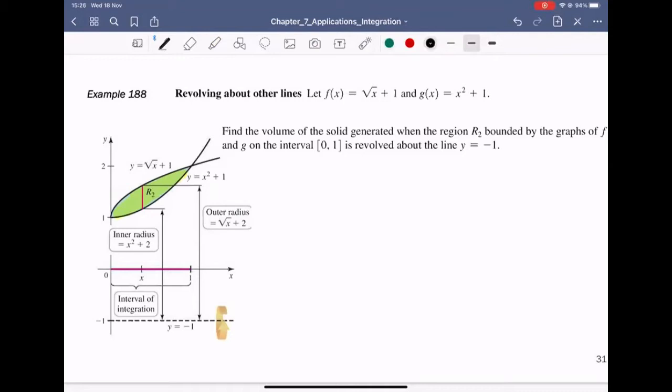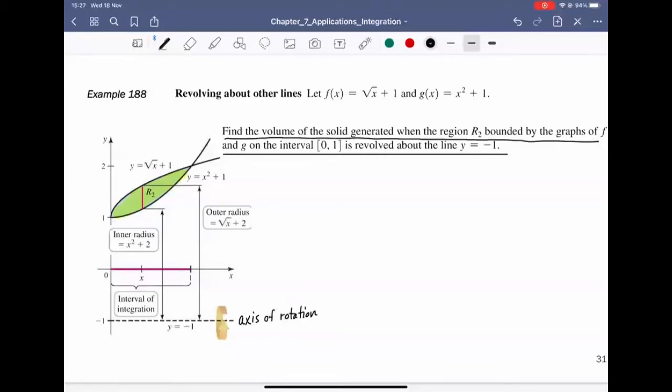So let's suppose that I have the region R2, which is bounded by y equal to x squared plus 1 and y equal to square root x plus 1. So this is the region R2. Now, the question says: what is going to be the volume of the solid if you rotate R2 on the interval 0 to 1 about the axis y equal to -1? So here is the axis of rotation.